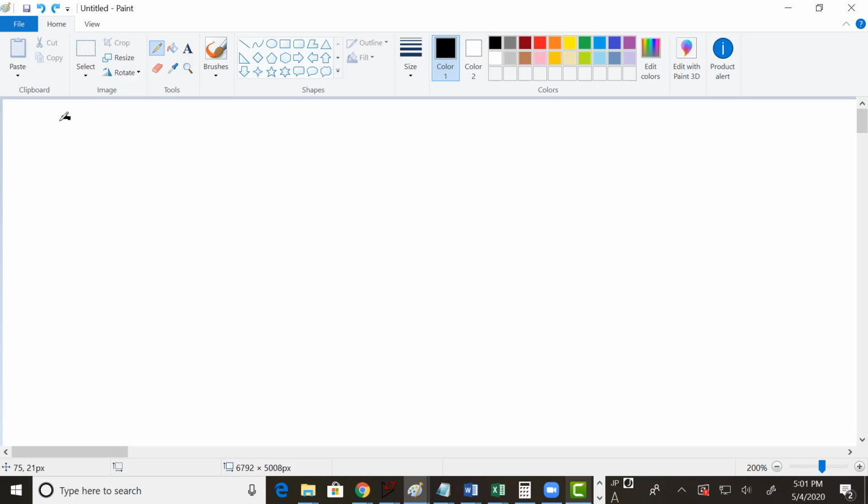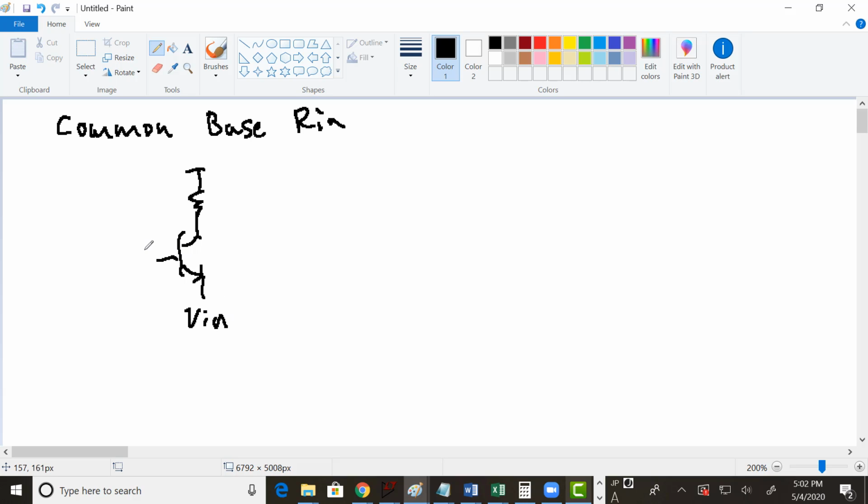In class, you gave common base a try, the Rn for a common base. First you had to figure out what a common base looks like. A common base is a good friend of common emitter, except in the common emitter, the emitter isn't moving and the base moves, but in a common base, the base doesn't move and the emitter moves. So it's just switching which is the input.